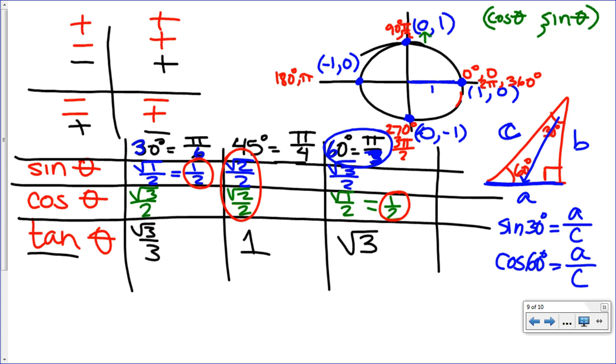All right, this is why we need the reference angles. Because it is assumed that if you know the points and you know this table, you're good to go. You can find the sine, cosine, tangent of any angle. All right?